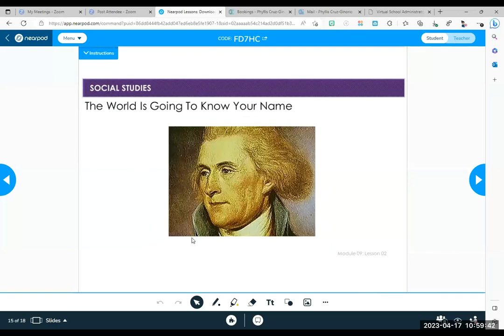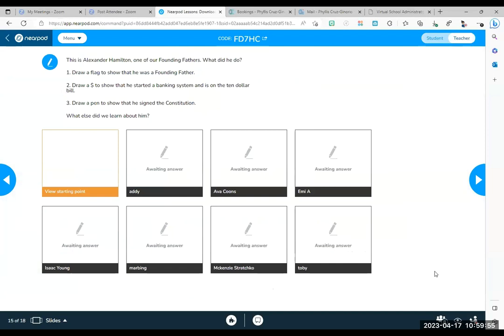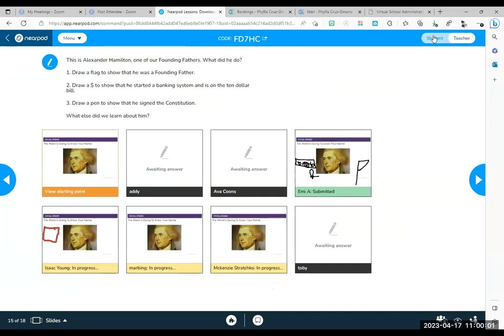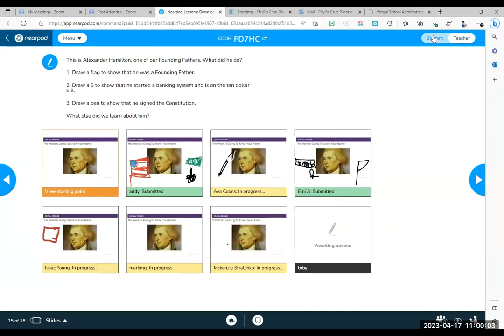The US flag, American flag, a dollar sign to show that not only did he create a banking system, but he also is on our $10 bill, and a beautiful feathered quill pen to show that he signed our US Constitution into law. He helped develop it. Oh, look at that. I love your feather pen. It's good. There's the flag and the dollar sign.